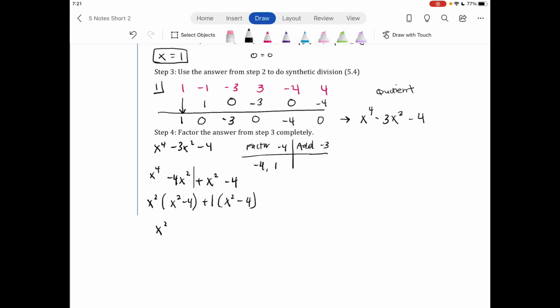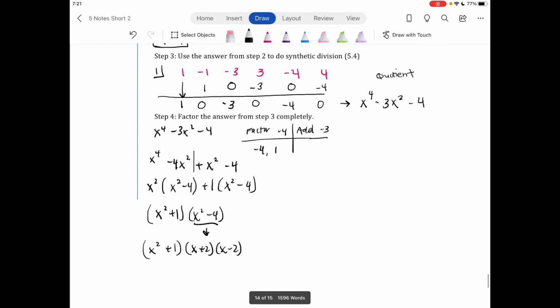And that leaves us with x squared plus 1 times x squared minus 4. Now we always check to see if we could go further. With the x squared minus 4, this is difference of squares, so this can become x plus 2 times x minus 2, and we can keep it x squared plus 1.